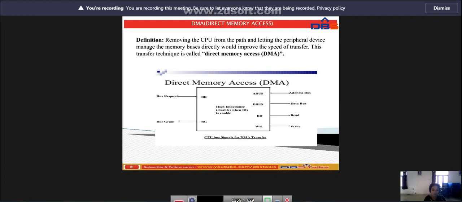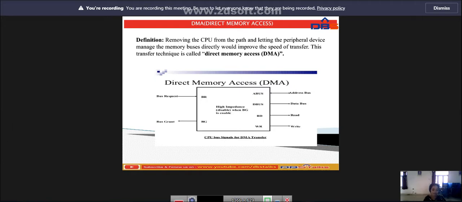Okay, input output devices and memory. The bus request, BR, means what? This is the bus request, on the left side. The bus request input is used in the direct memory access controller to request the CPU to relinquish control of the buses.